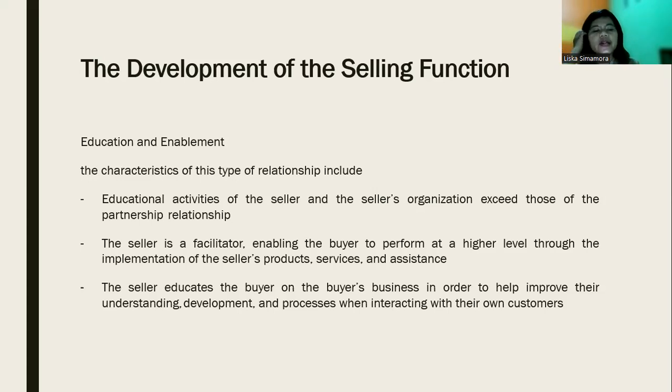And then the seller educates the buyer on the buyer's business in order to help improve their understanding, development, and processes when interacting with their own customer. So it means like B2B, right? Business to business. Our customer is a business doer, and we educate them on how they will increase their business and how they will maintain their relationship with their customer. So education can be business to person, and enablement can be business to business.